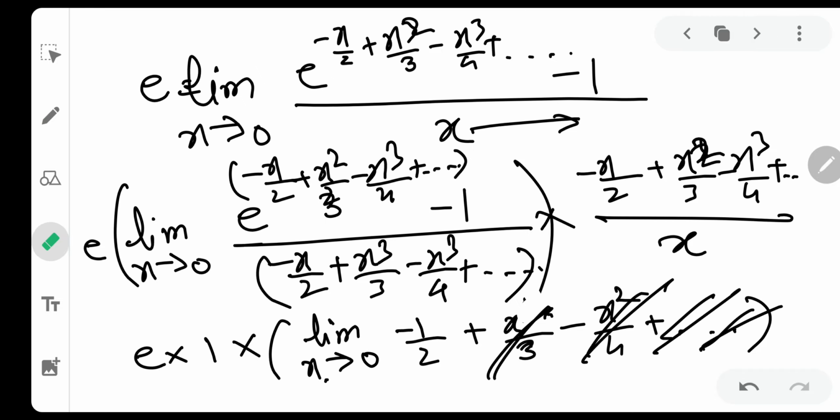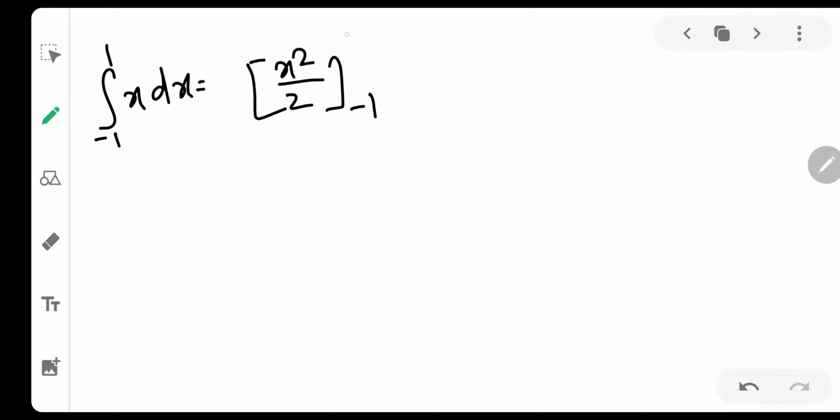Okay, so first of all let us solve the integral from -1 to 1 of x dx. That is simply x square by 2 from -1 to 1. So that will be 1 square by 2 minus 1 by 2, which will be 0. Okay, so the initial part is 0.